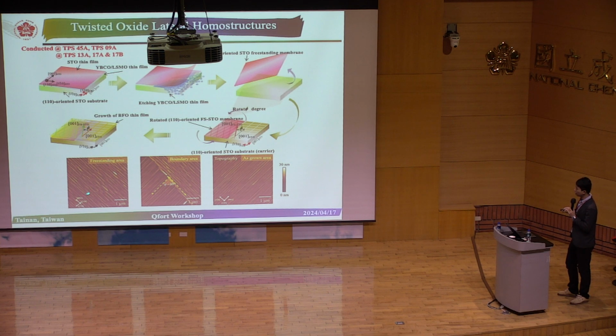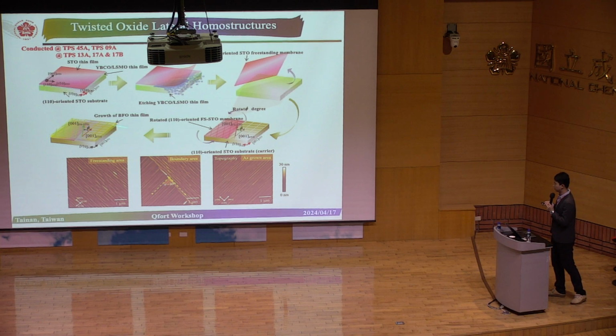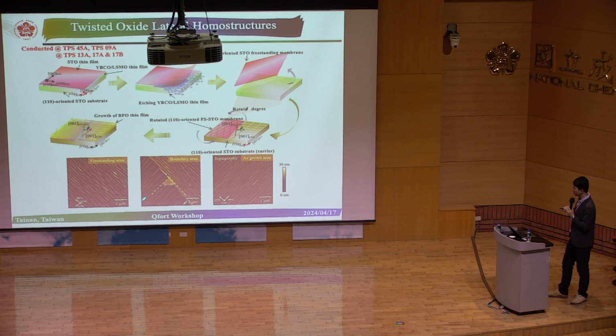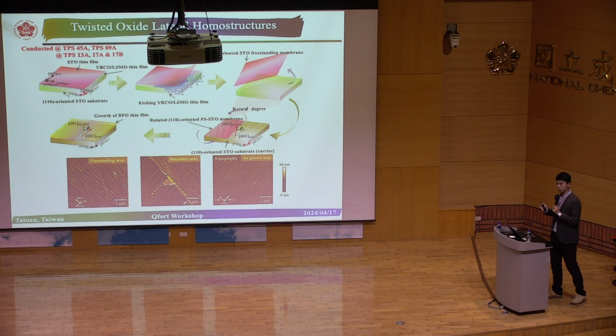If you look at the AFM topography that we obtained on the left side, the bismuth ferrite grown on the freestanding side has the stripe pattern, which means the 001 orientation is along this direction. If you look at the right side, you will see another pattern grown along the other direction. If you look at the interface that we created, you will find there is indeed a rotation, according to what we designed.